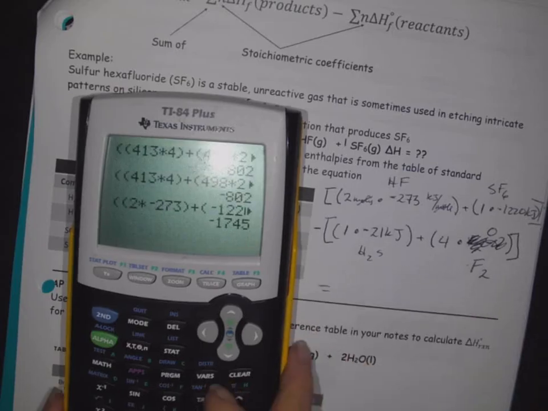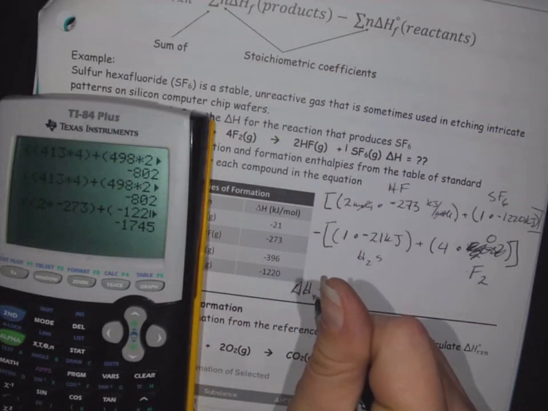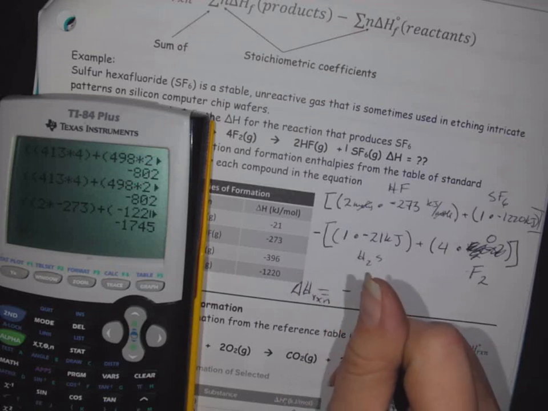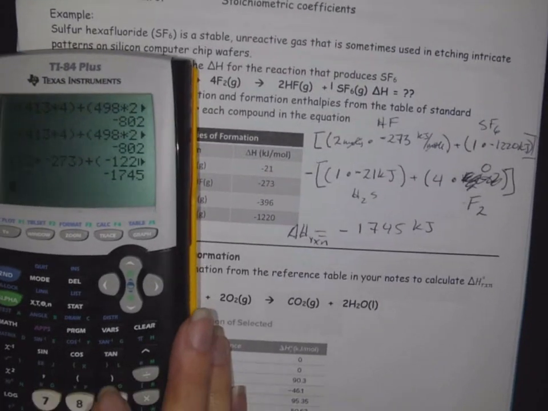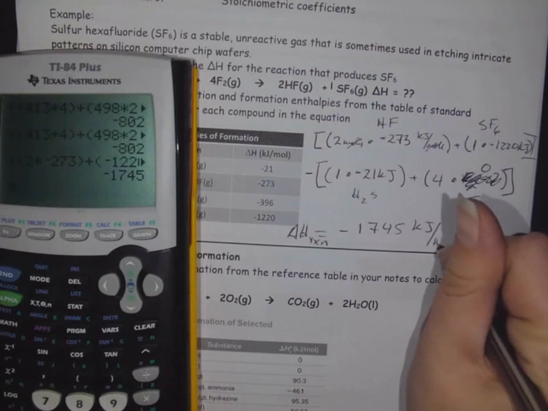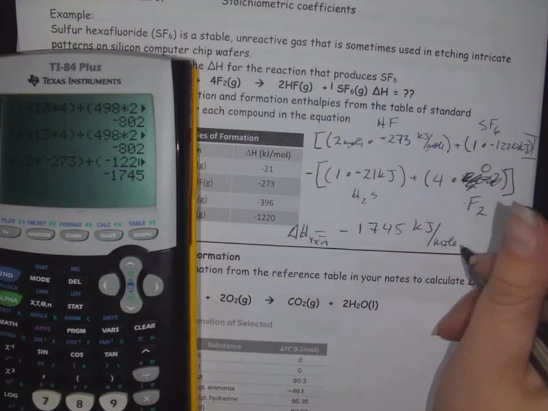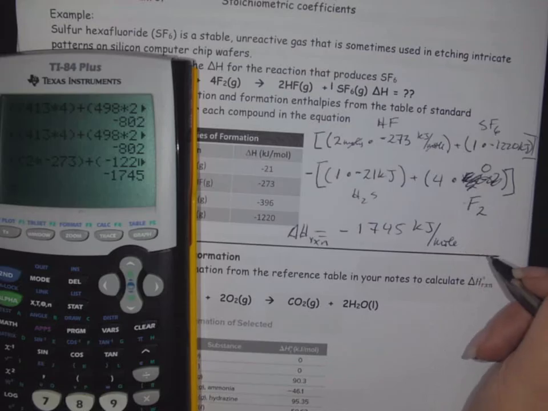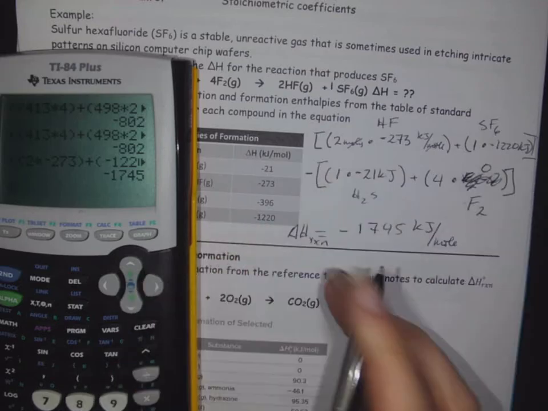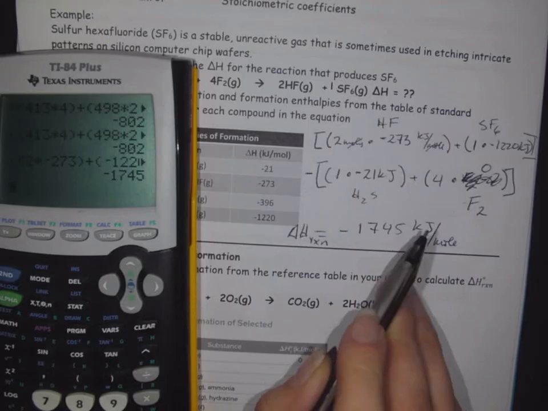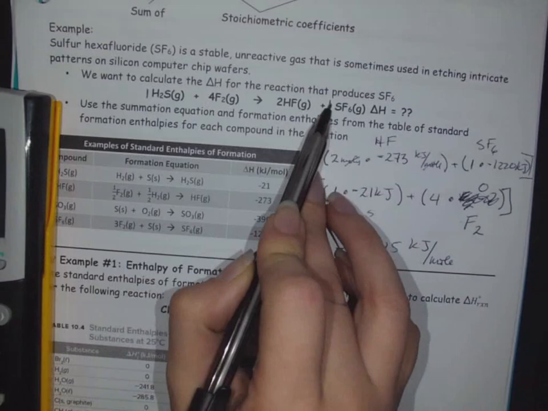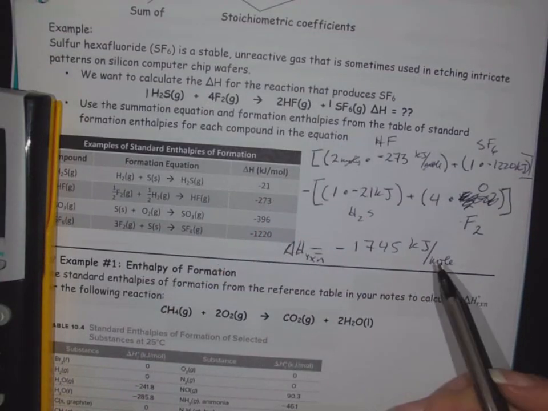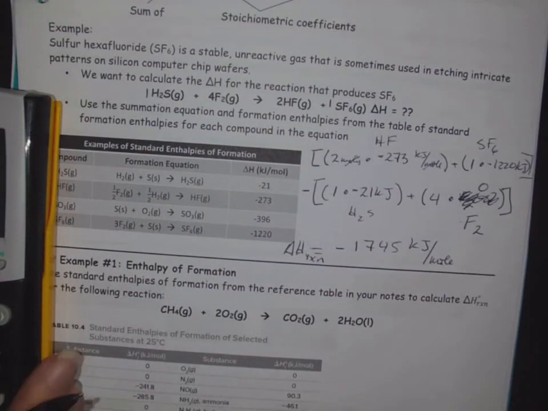So my final delta H of this reaction is negative 1,745 kilojoules. Okay, and I need to point something out because sometimes they say kilojoules per mole, and really they mean per reaction, moles of the reaction, because this is what would be released, exothermic, if this reaction happened with those amounts of moles reacting. So that's like the kilojoules per reaction, or moles of reaction.